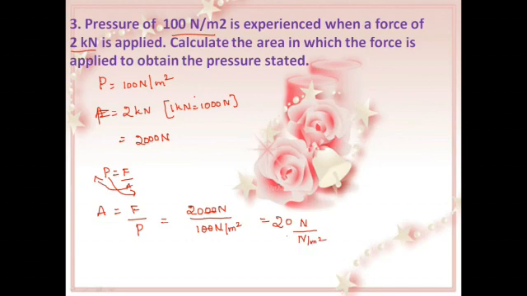Children, when we have Newton per meter square in the division, what can we do? We can write it like this: Newton into meter square by Newton. Why did I write it like this? When you have a fraction in the denominator, you can convert it into multiplication. But when you write it in the form of multiplication, you have to write the reciprocal of that fraction. So 20 Newton into meter square by Newton. Now you can cancel this Newton and this Newton. So the area is 20 meter square.